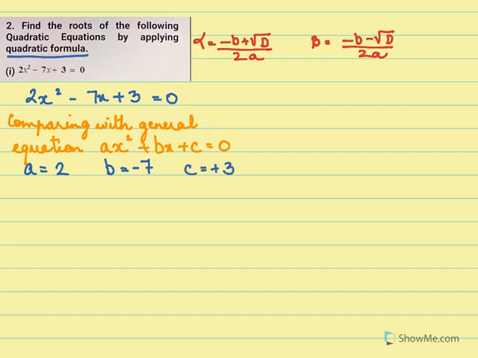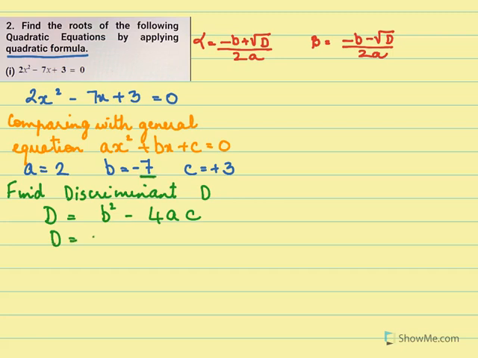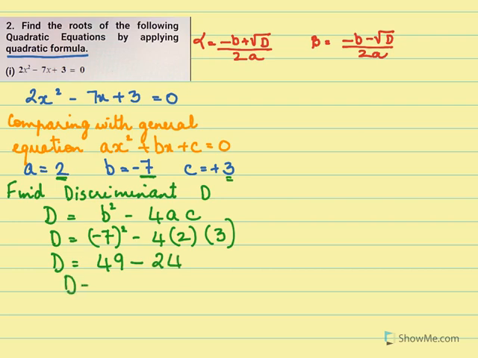So the first step, our step 1 will be to find d, called the discriminant, and it is called d. Now we know the formula of d is b square minus 4ac. So your d will be b square, this is your b square, minus 4, your a is 2, and your c is 3. So your d will be 49 minus 24. So your d will be 25, and we'll use this value a little later.